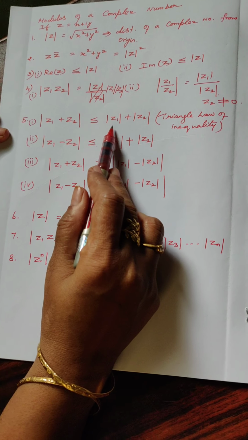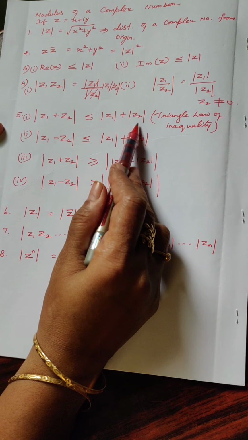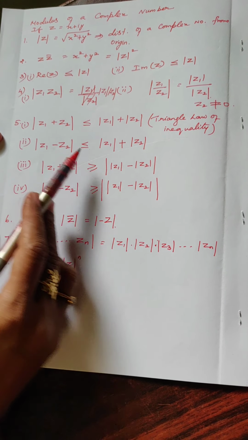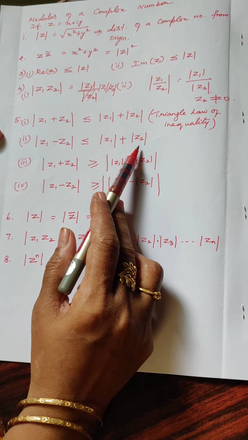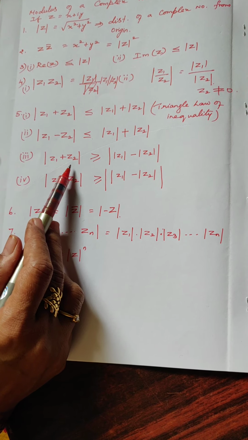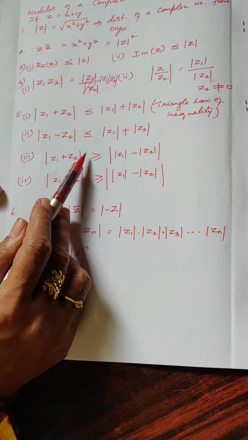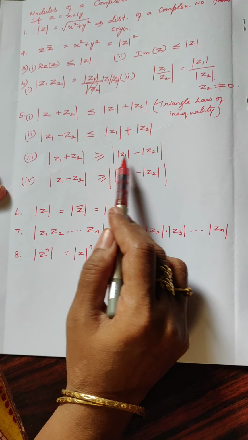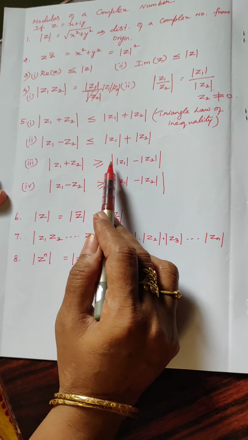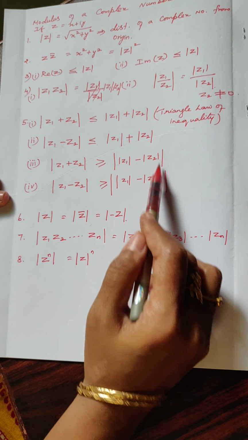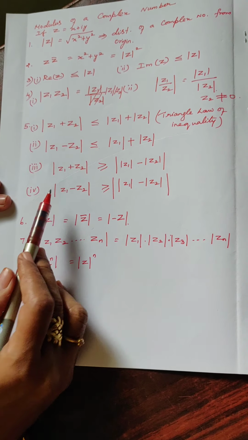is less than or equal to modulus of z1 plus modulus of z2. Modulus of z1 minus z2 is less than or equal to modulus of z1 plus modulus of z2. Modulus of z1 plus z2, I already explained these geometrically, is greater than or equal to modulus of z1 minus modulus of z2, and I told you that if this becomes negative, in order to avoid the negative sign, I am using the modulus symbol.